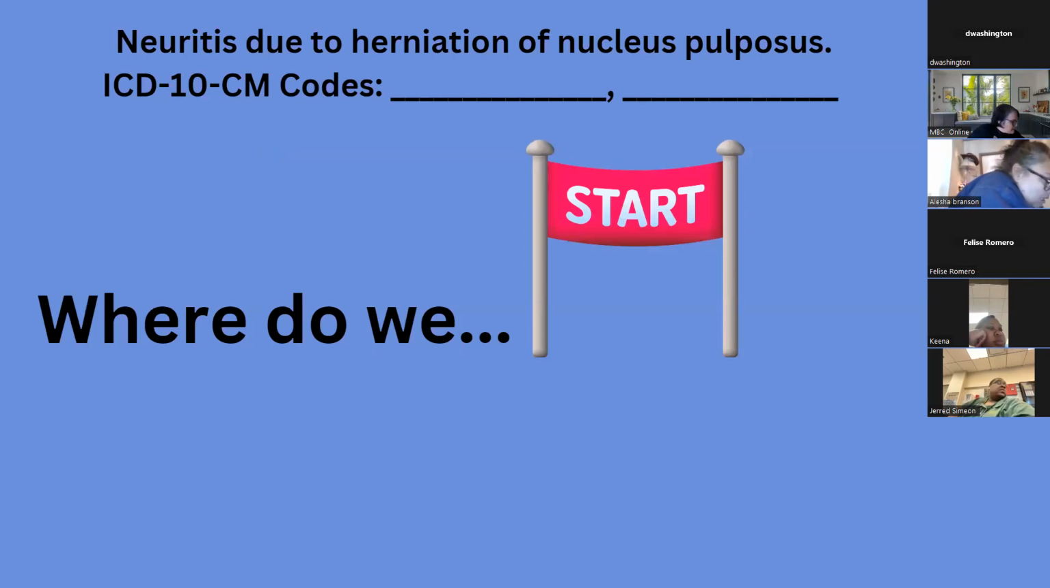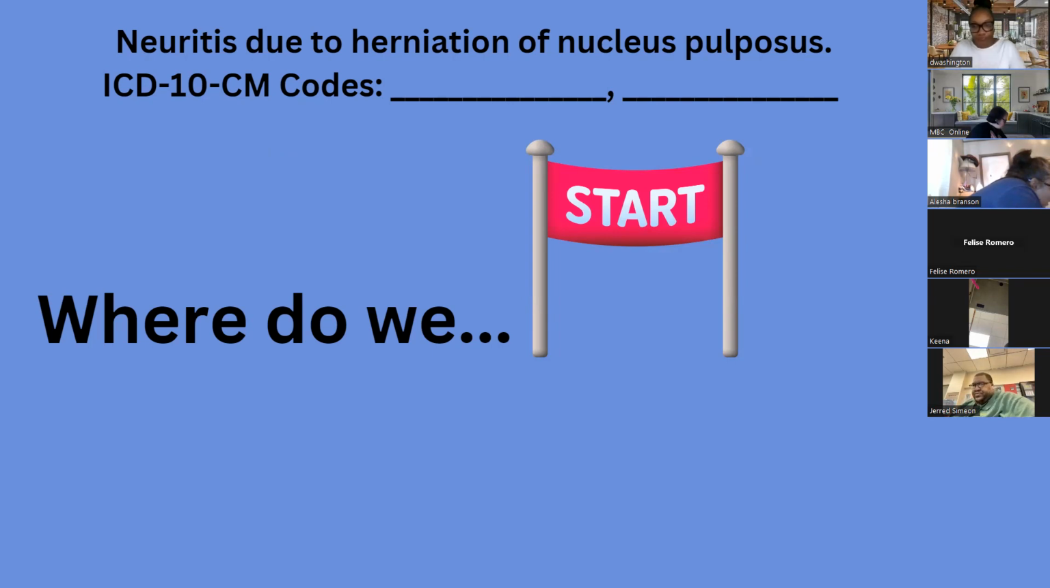Okay, so in our alphabetic index, we're going to go to neuritis. M79.2. Now, all you see is M79.2, right? Who said that? Was that Keena? M79.2 is neuritis, correct? Let me double check. I have the answer key over here, y'all, but it's all jumbled up. But do we stop there? No.